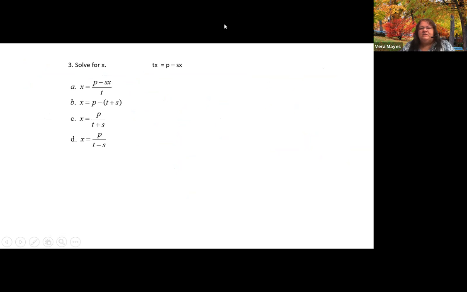All right, so this one says solve for x. Now, first thing I notice, I see an x on both sides. So I know I need to get them on the same side, just like the problem we just had. So that's kind of tiny. I'm going to rewrite that. So I'm going to add sx to both sides. So it cancels over here. I'm left with tx plus sx equals p.